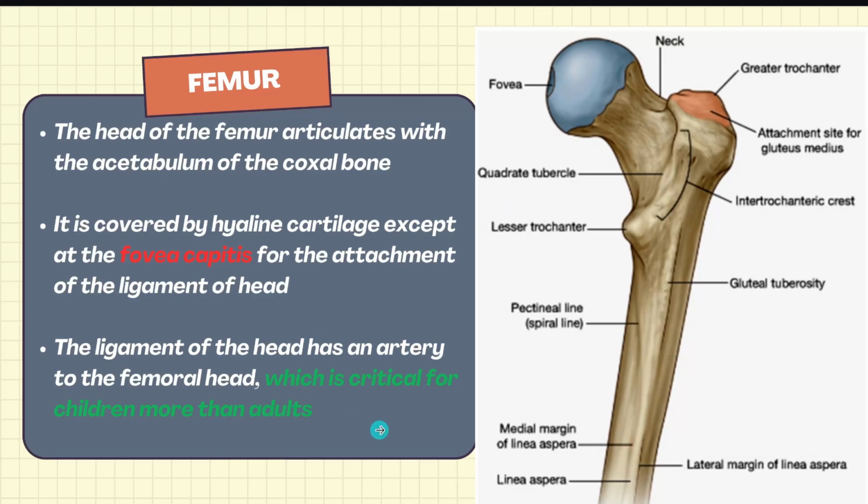The ligament of the head has an artery to the femoral head, which is critical for children more than adults. And this artery, by the way, is called the obturator artery. However, we're going to get to that later.